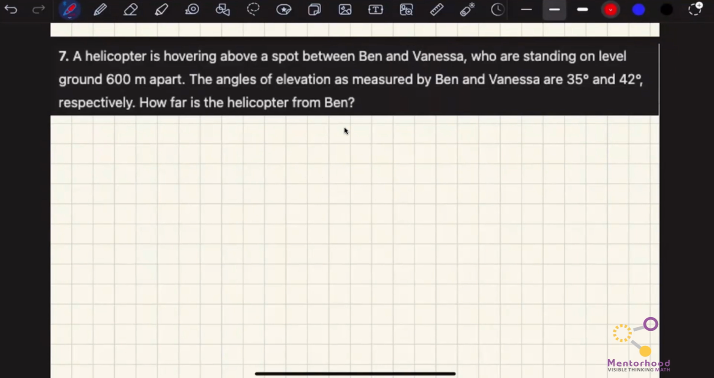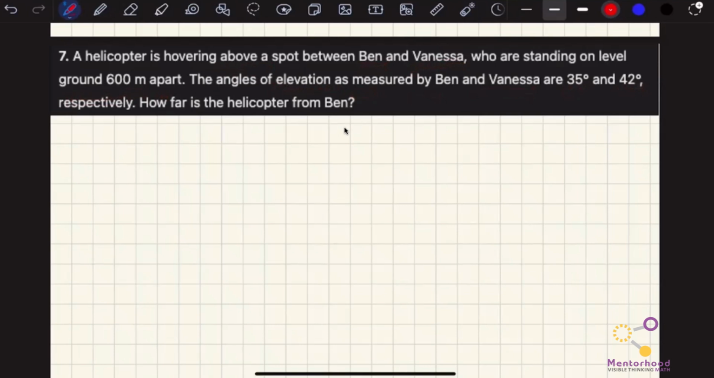Okay, now let's take a look at this number 7. A helicopter is hovering above a spot between Ben and Vanessa, who are standing on level ground 600 meters apart. The angles of elevation as measured by Ben and Vanessa are 35 degrees and 42 degrees. How far is the helicopter from Ben?